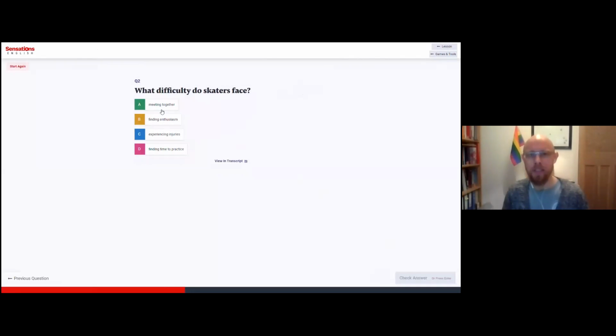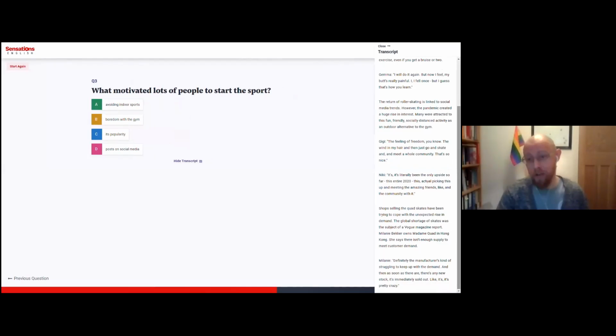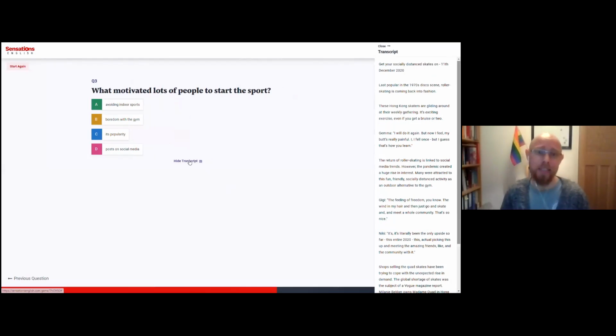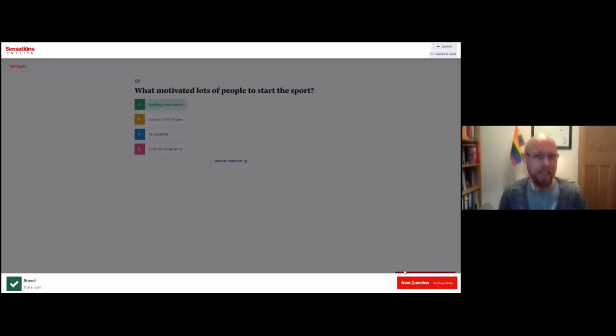What difficulty do skaters face? We're upgrading the language there. We know that learners know the word "do skaters have", and so it's intuiting that, really pushing towards the skills that IELTS and other exams ask for. If learners don't know an answer, they can check the transcript to develop their referencing skills, or you can ask them not to do that and to look at that later for themselves.